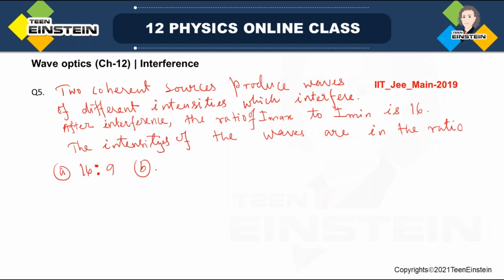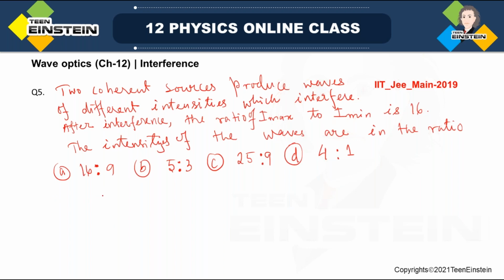option B is 5 is to 3, option C is 25 is to 9, and option D is 4 is to something. These are the options given here. So two coherent sources produce waves of different intensities which interfere. After interference, the ratio of maximum intensity to the minimum intensity is 16.